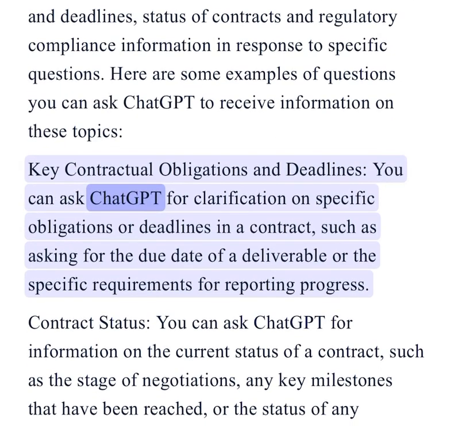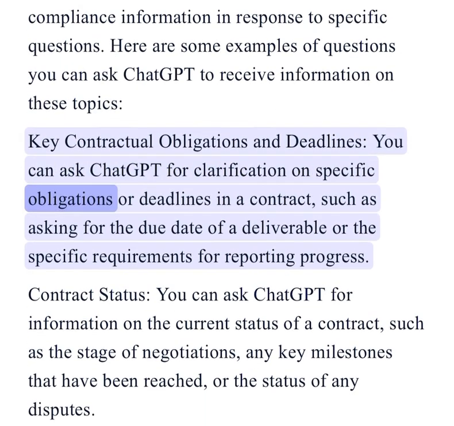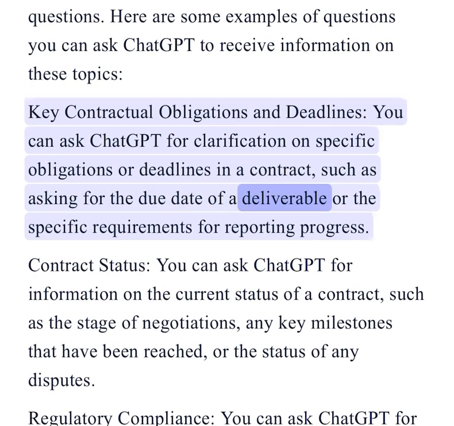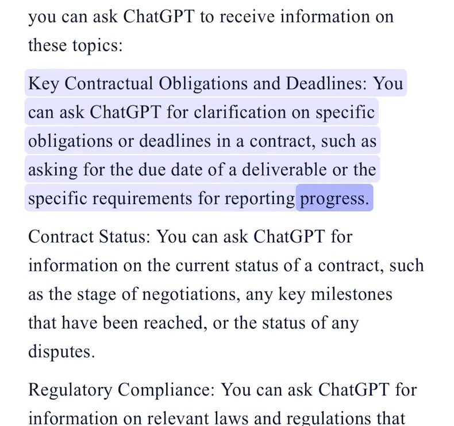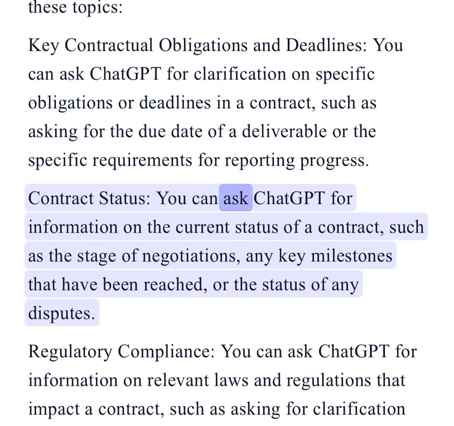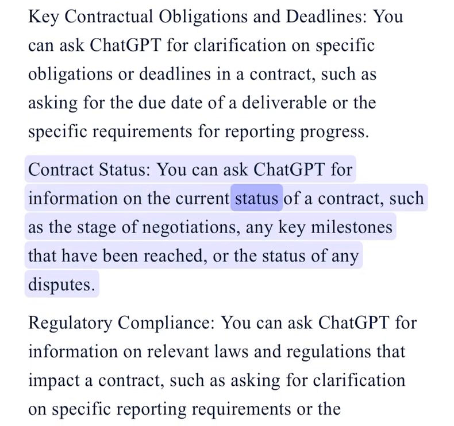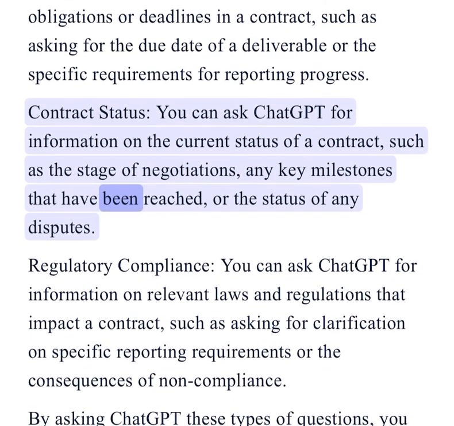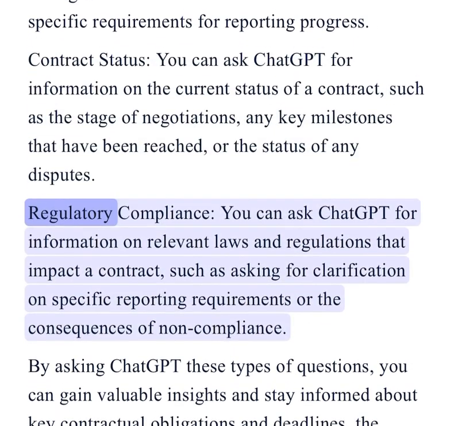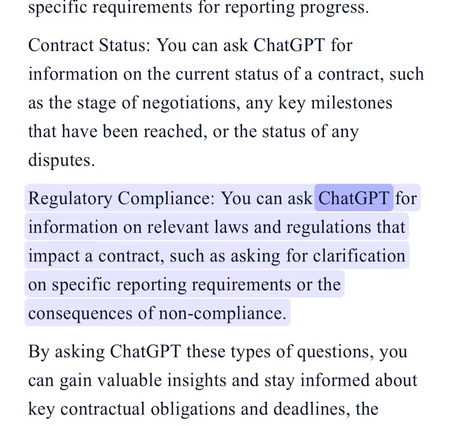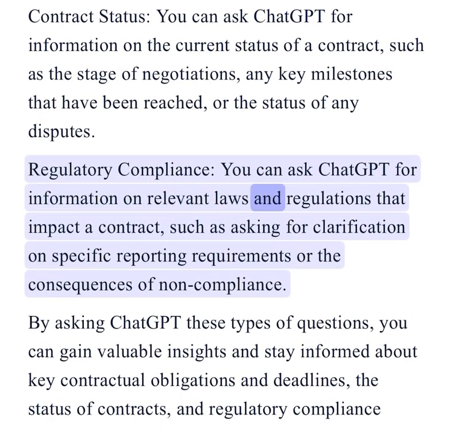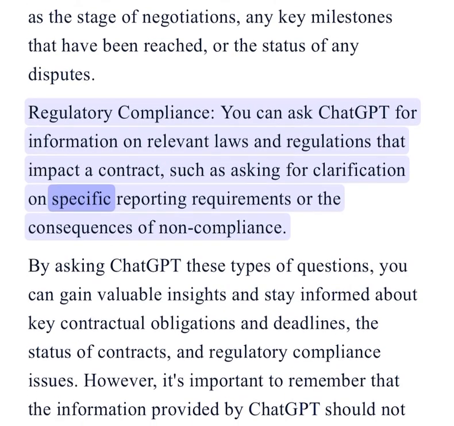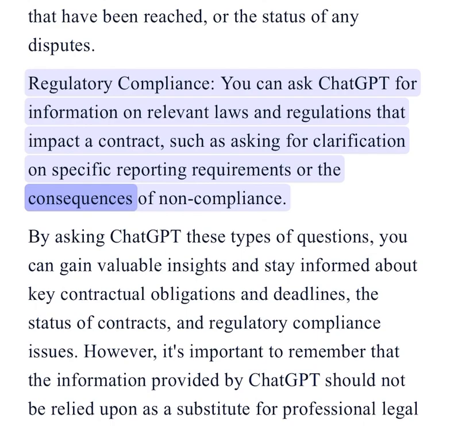You can ask ChatGPT for clarification on specific obligations or deadlines in a contract, such as asking for the due date of a deliverable or the specific requirements for reporting progress. Contract status. You can ask ChatGPT for information on the current status of a contract, such as the stage of negotiations, any key milestones that have been reached, or the status of any disputes. Regulatory compliance. You can ask ChatGPT for information on relevant laws and regulations that impact a contract, such as asking for clarification on specific reporting requirements or the consequences of noncompliance.